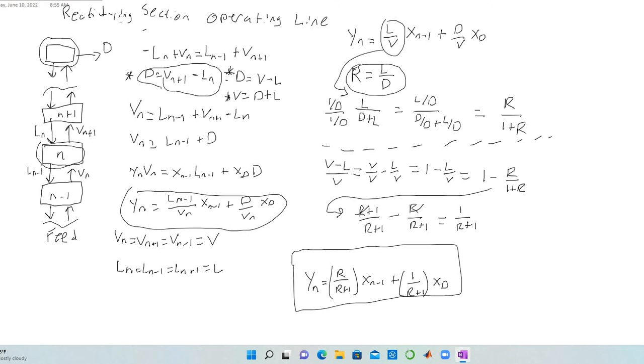Next, we're going to have to determine what our operating line for the stripping section is. So our stripping section operating line. So again, we're going to start with the mass balance about stage N. But remember, this time we're going down towards the bottoms.